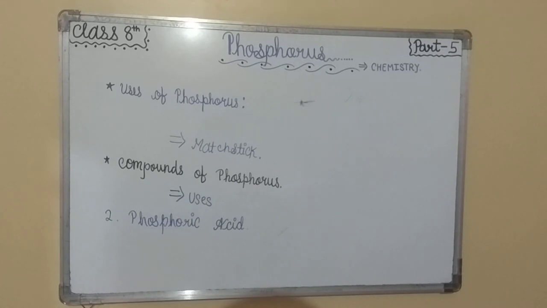Second, red phosphorus on heating with nitric acid in 1:1 ratio gives phosphoric acid. Third point is it is also prepared by dissolving phosphorus pentoxide in hot water.